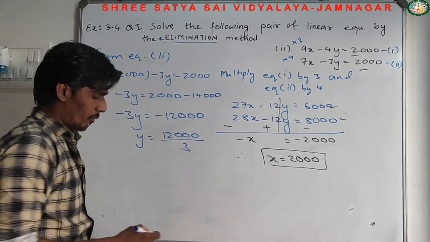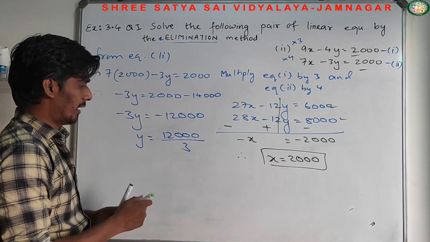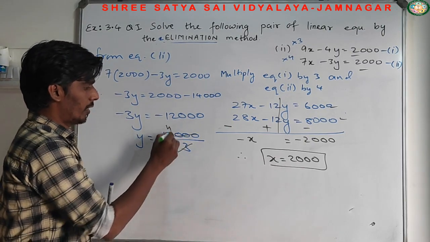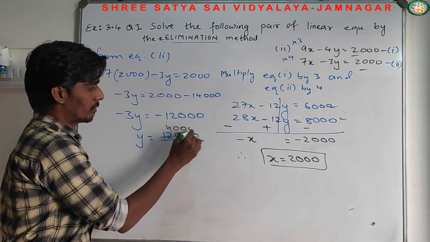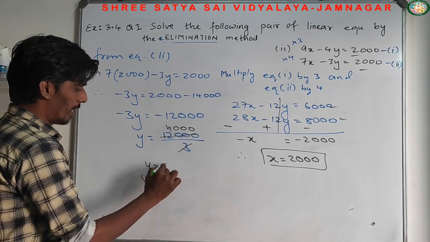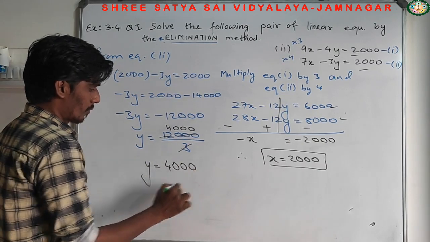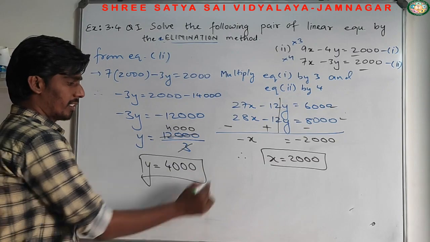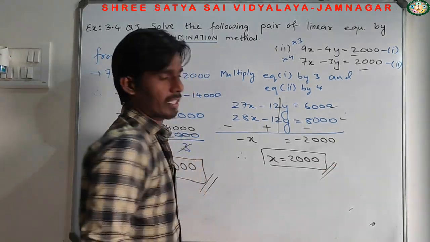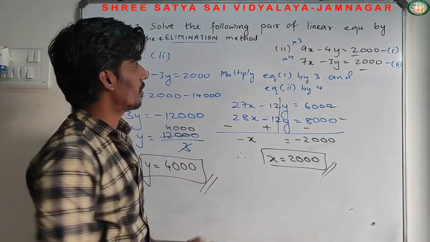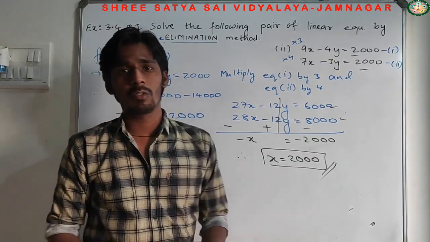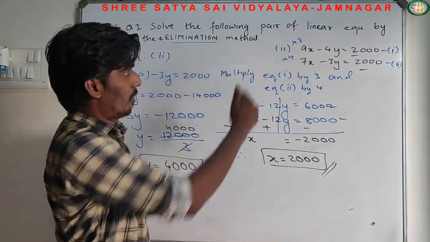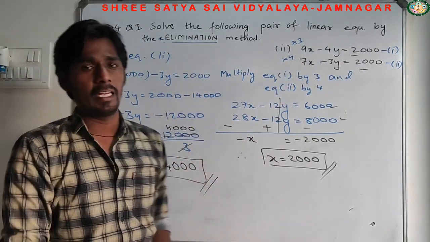So 12,000 upon 3 means definitely 3 will cancel this. 12 is 4 times 3, and then 0s. So what is the value of y? It's 4000. So this is the way we got the values of x and y. This is the way we are going to solve a linear pair of equations by the elimination method.